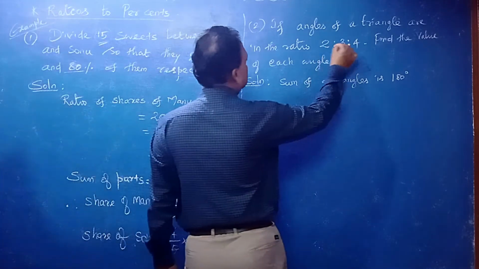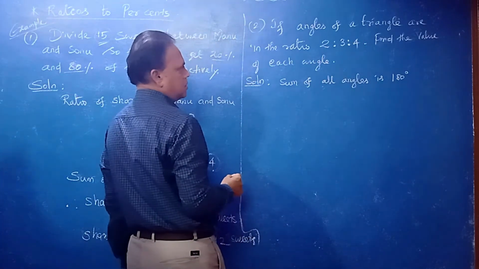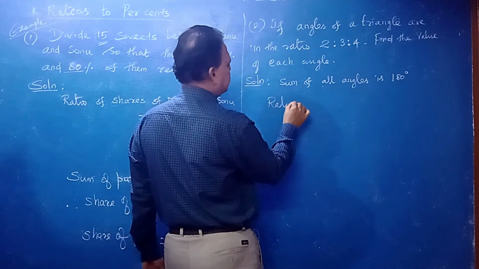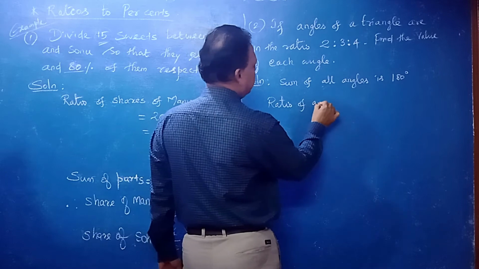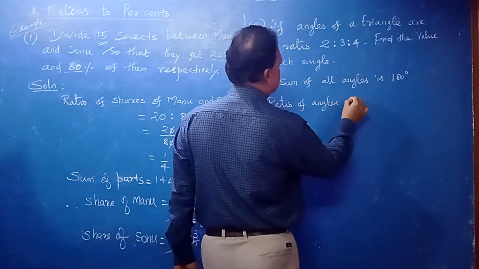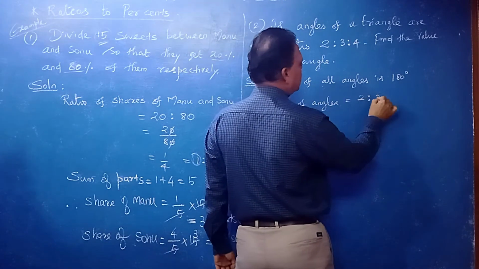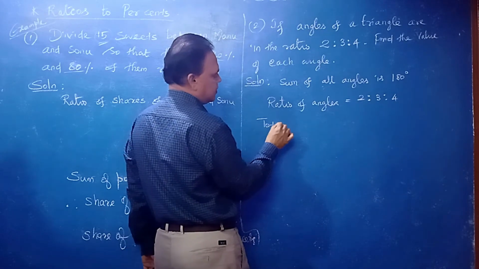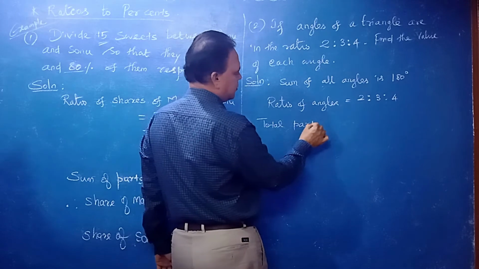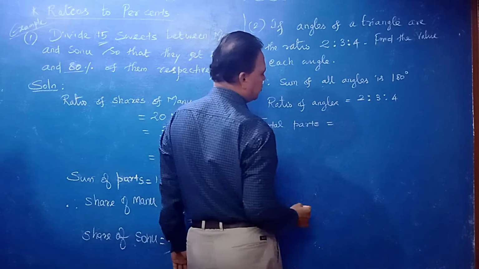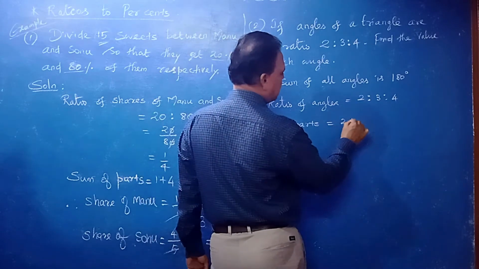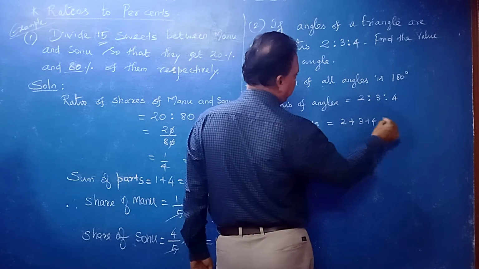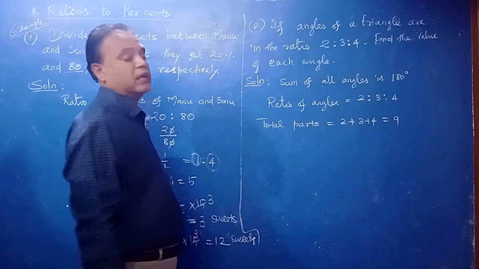The given ratio of angles is equal to 2 is to 3 is to 4. Now find the total parts. Total parts, how much? 2 plus 3 plus 4, the sum of parts. Total means sum, right? How much? 9. Okay, 9 total.